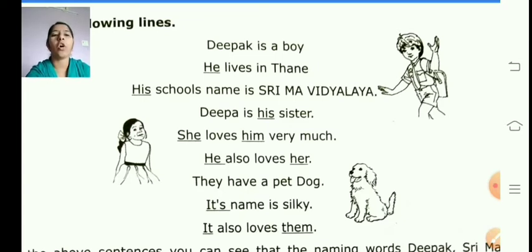It also loves them. Here them, because we are talking about Deepak and Deepa, both the boy and the girl. So the dog loves both of them. It also loves them. So this is what is given. Instead of a name, we are going to use these pronouns, something else instead of names. So it is called a pronoun.